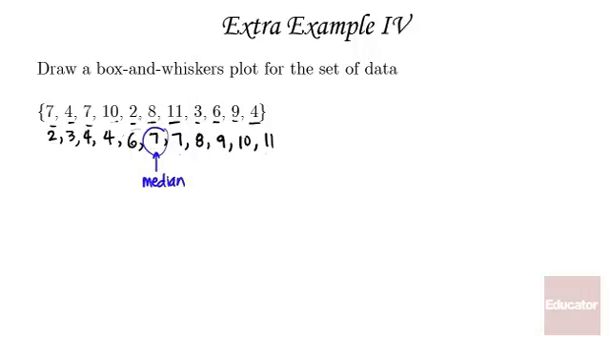Then, from the lower set of numbers, I look for my median again, right? So then the middle number is 4. And then remember that becomes our lower quartile. Then from the upper set, I have the 9, and that's going to be my upper quartile.